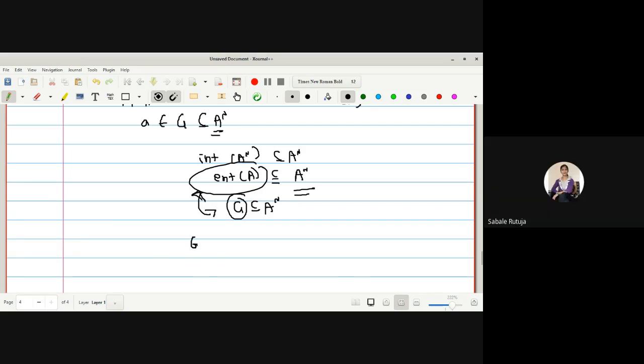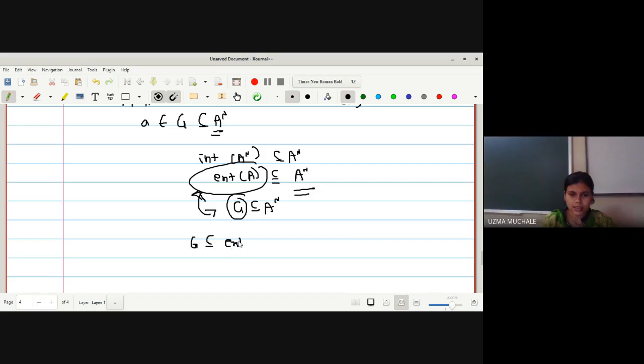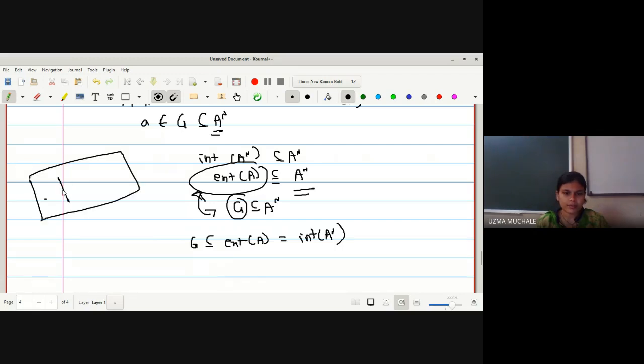G is contained in interior of A complement. G is contained in exterior of A. Exterior of A is nothing but your interior of A complement. Okay. So exterior of A is the largest open set contained in the A complement. So hence I can say now this G is also an open set, but this is simply an open set and this is the largest open set which is contained in the A complement. You can show it with the Venn diagram. Suppose this is A and this is A complement. Then exterior of A is contained in A complement, that is interior of A complement.